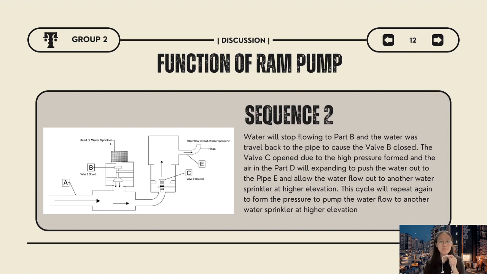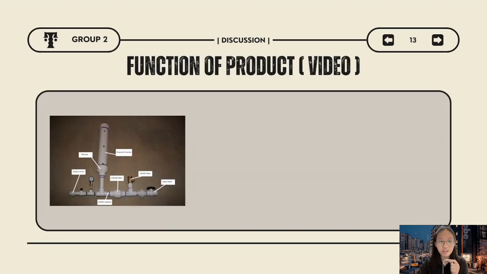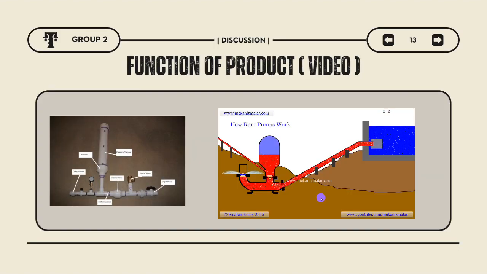On the left-hand side, we can see the diagram to make it clearer. The left-hand side diagram is the real product of the ram pump, and the right-hand side is the video of the ram pump working, showing how the water flows into the ram pump and is delivered to the water sprinkler.